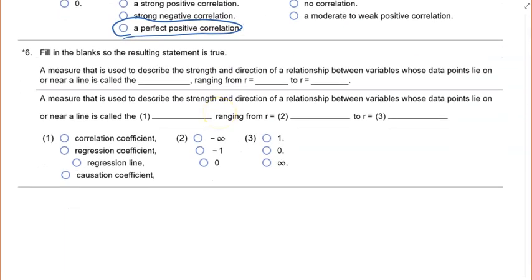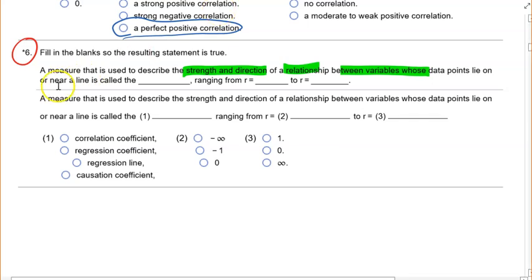Question number 6. Fill in the blanks. A measure that is used to describe the strength and direction, notice that, strength and direction here, of the relationship between the variables whose data points lie near the line is called R. That is called the correlation coefficient.